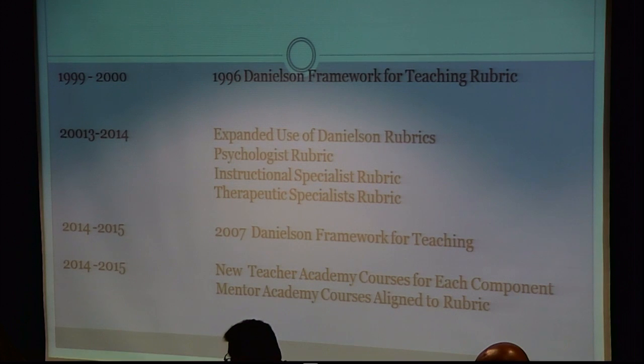So here's a history of using the Danielson rubric. In 1999 and 2000, the 1996 Danielson Framework for Teaching rubric was first implemented for evaluation purposes. And that was a group of, I believe, teachers and administrators and central office folks who did some study and designed what's now the PEP process. So we've been using it for 16 years now, one of the Danielson frameworks.